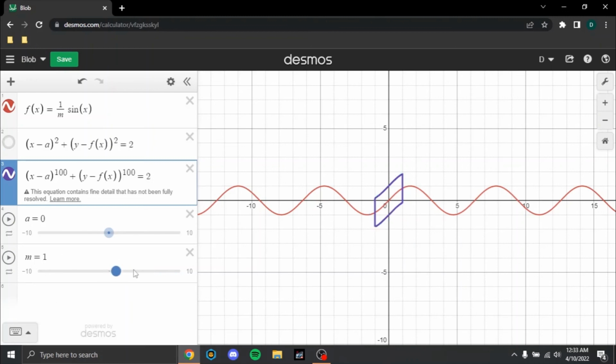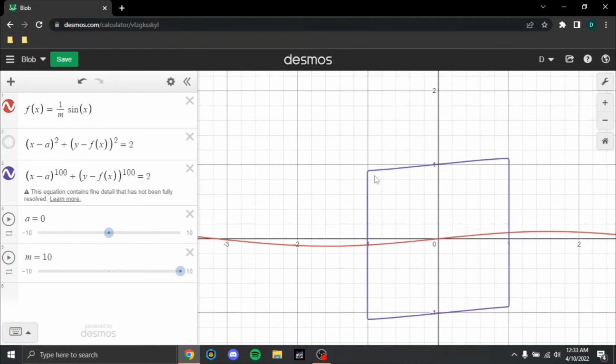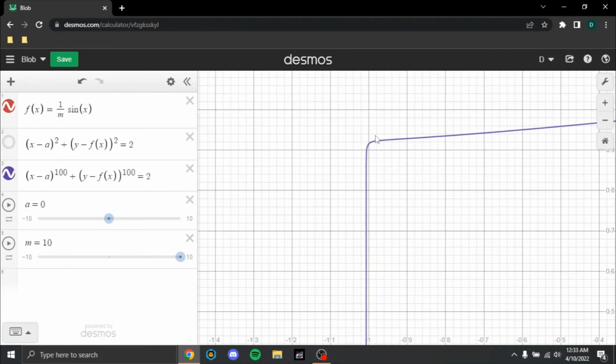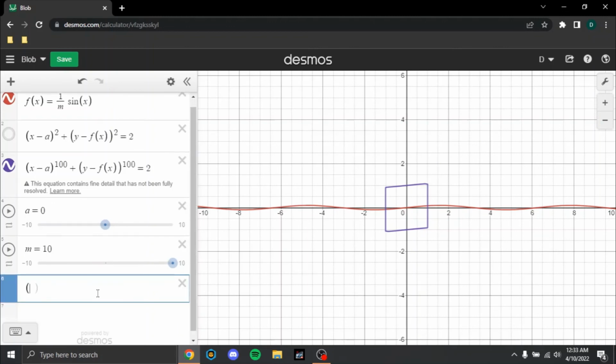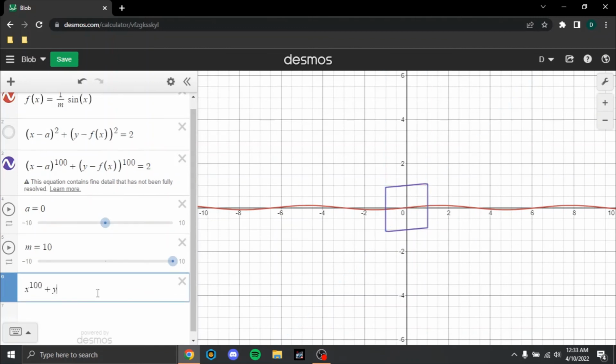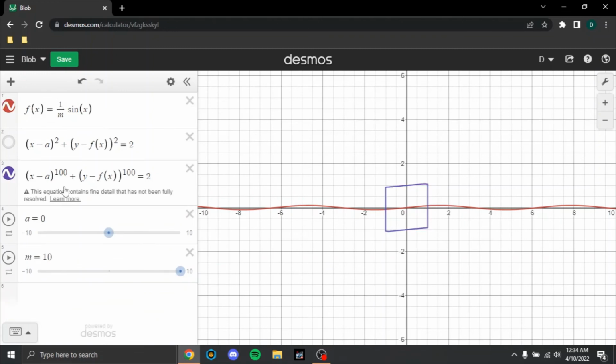And if we make M really big, you can start to see that this is not exactly a square. If I zoom in, it's just a really sharp edge, and that's what it would look like. Because we have x to the 100 plus y to the 100, if that's equal to 2, then it's going to look like that. Again, not a square, but really close to a square, especially as these exponents go to infinity. So this is basically what a square would look like in a wacky world like this.